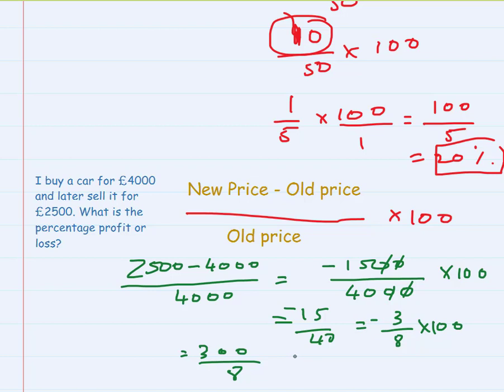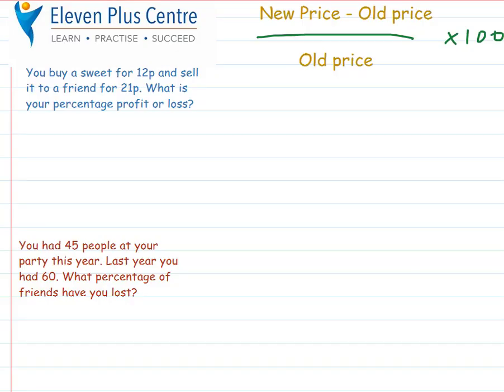So 300 divided by 4 is 75, and 8 divided by 4 is 2. So 75 divided by 2, it's minus 75 divided by 2, gives me minus 37.5%. So my profit or loss, this minus number here just means that it was a loss. So my profit or loss in this case was 37.5% when I bought a car for £4,000 and stupidly sold it for 2,500.